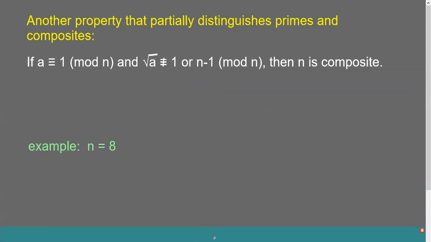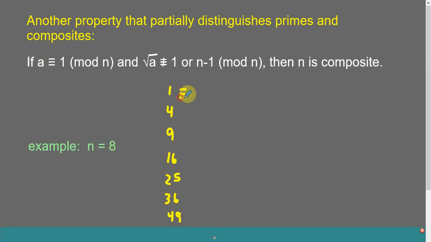So let's look at n equals 8. We know that's a composite, right? So let's look at some numbers that we will be able to take square roots of: 1, 4, 9, 16, 25, 36, 49, and I'll stop there. So do any of these satisfy the hypothesis of being 1 mod 8?